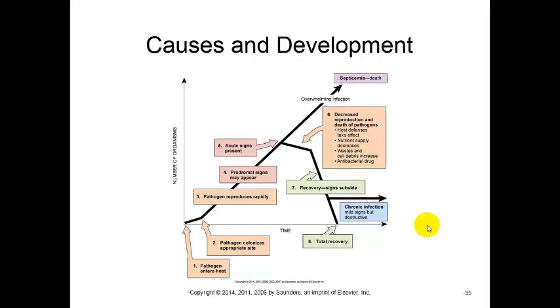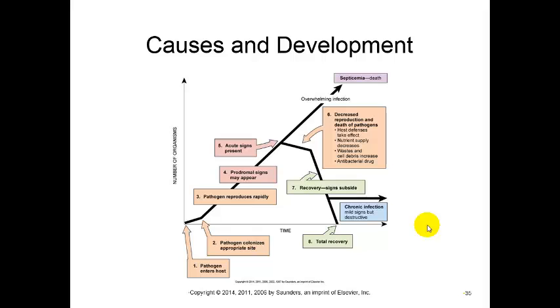We are looking at causes and development of infection in the body. So first off, you have to have the pathogen, right? And it has to be able to enter the host, either through a mucous membrane, broken barrier, or in the respiratory, nasal area, however you want to get in, but it has to get inside.